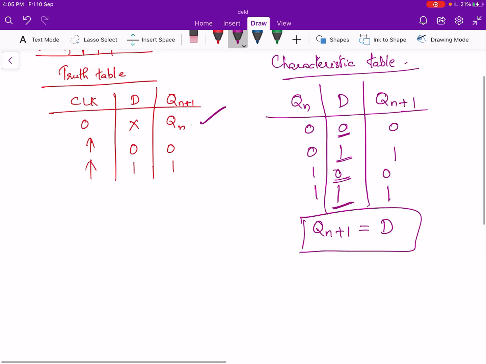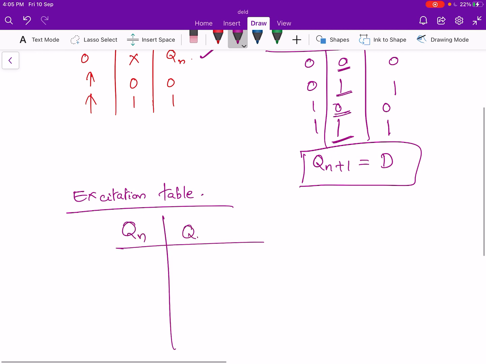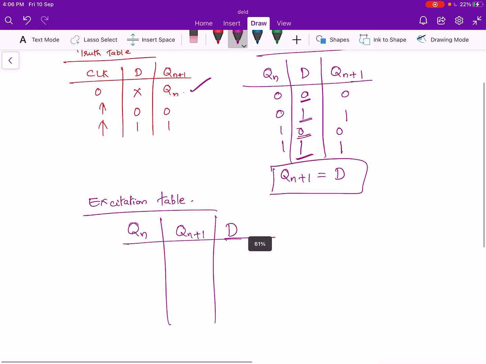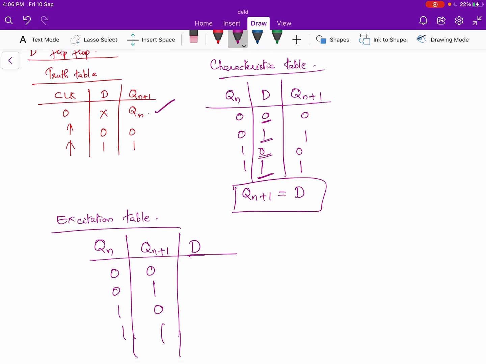Next is the excitation table. In the excitation table, we will take Qn and Qn plus 1, that is the present state and the next state, and we will write the input corresponding to that for each transition of the states 0, 0, 0, 1, 1, 0, 1, 1.